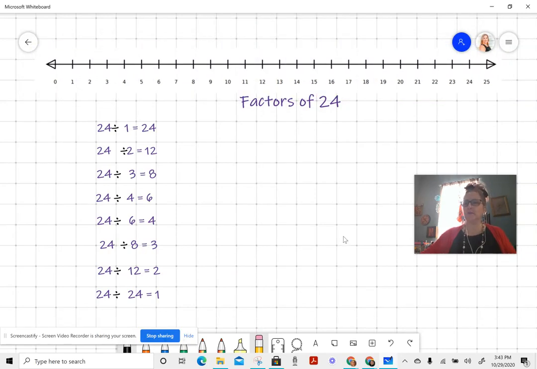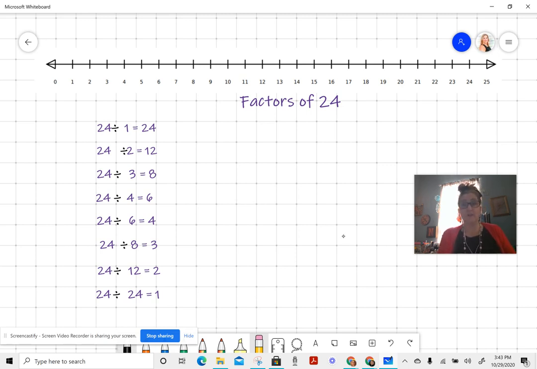So one way to find factors of a number is to do what we call divide down the number line. You start with 1 and you go 2, 3, 4, 5, and you keep going until you can't go any farther. And so I'm going to start with finding the factors of 24, and I'm going to do 24 divided by 1.